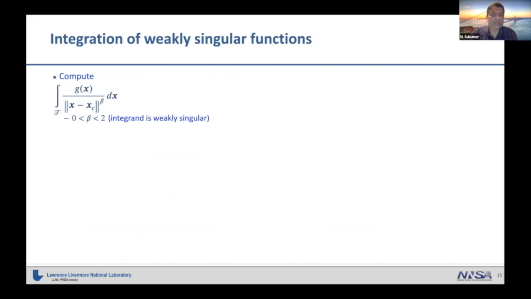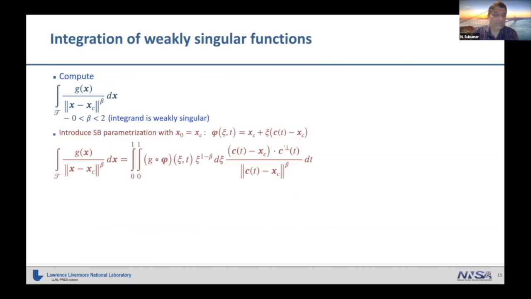Okay, so the next step is how to look at weakly singular functions. Let's assume that you have a singularity of order beta, where beta is between 0 and 2 in 2 dimensions. So it has finite energy, so it's basically in H1. And now you want to integrate this. Of course, if you use standard Gauss quadrature, it'll be very inaccurate. So we introduce this scaled boundary parametrization and just go through the same steps as before.